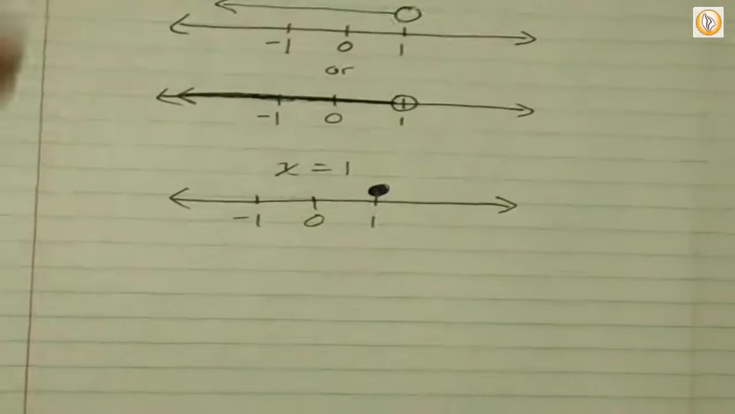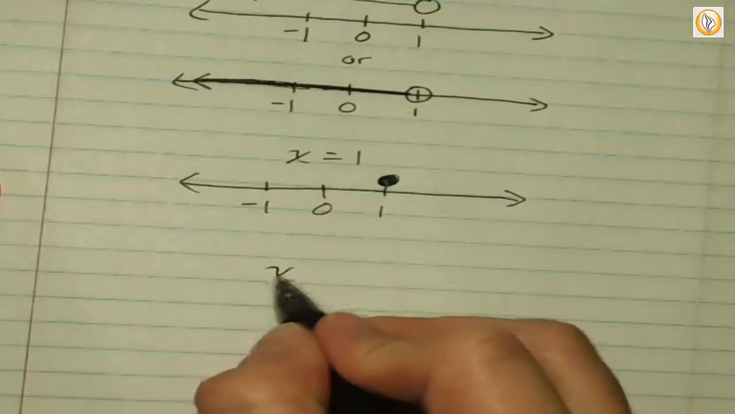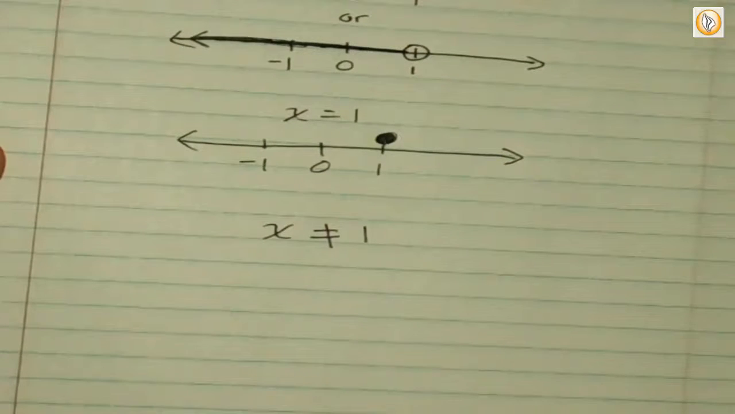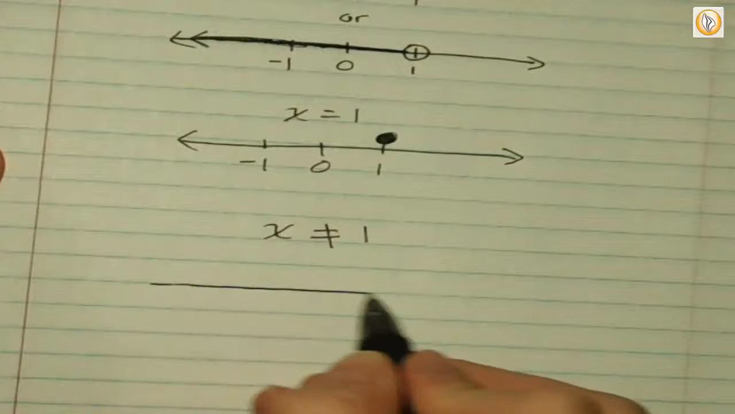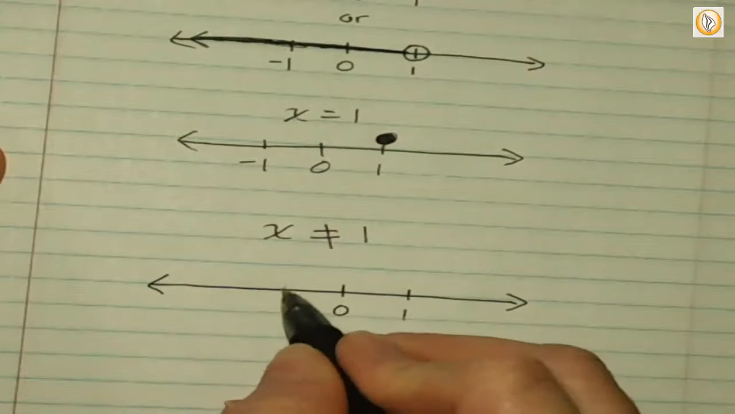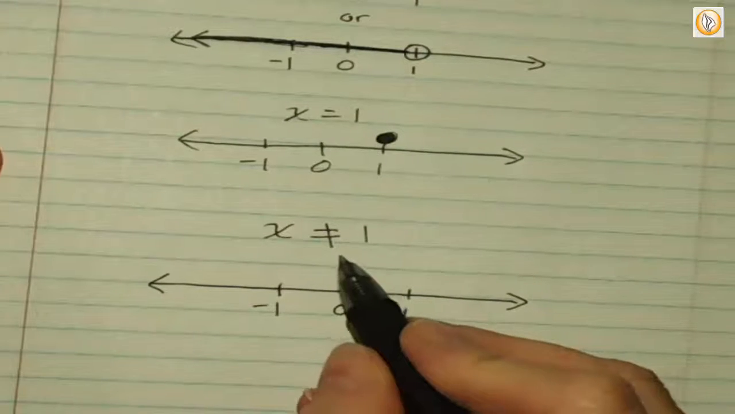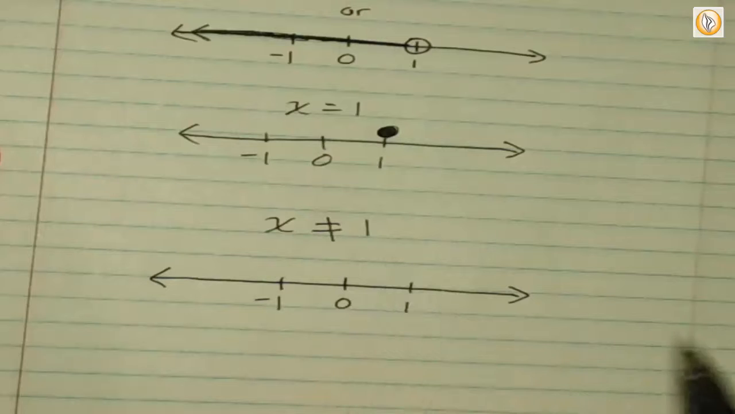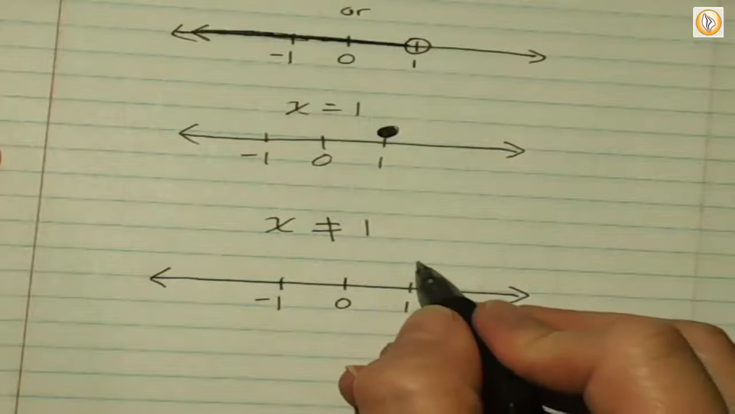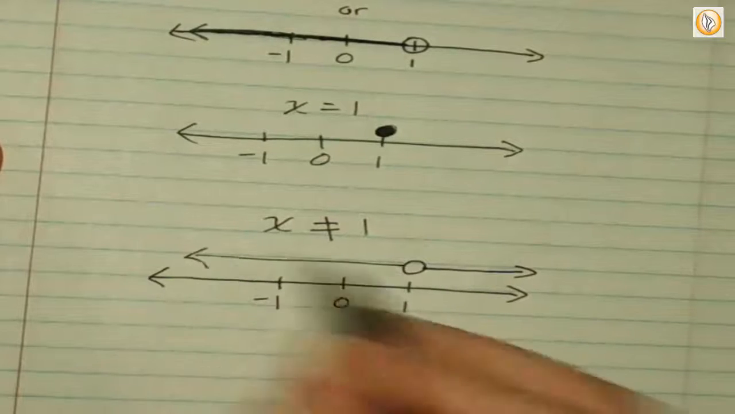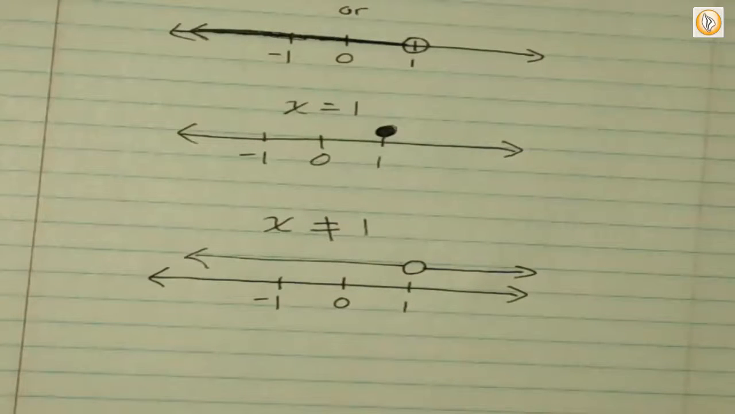What if it's not equal to it? So if it's x is not equal to 1, and y'all better be putting these down. These are all very good questions. If x, basically that's saying x can be any number besides 1. So then we would have an open circle and the arrow would be going in both directions because it's saying x can be any number but 1.